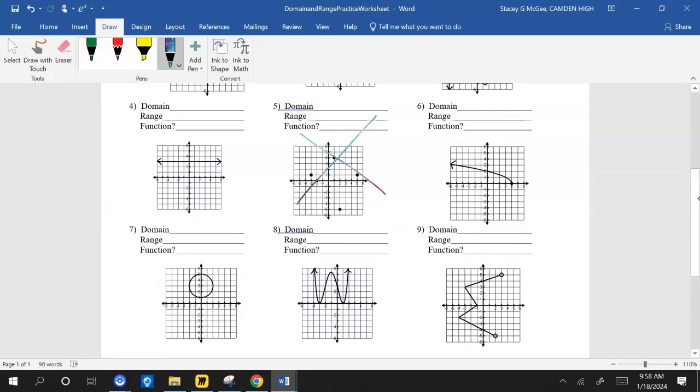Number 4. Domain, left to right. -infinity to infinity. That's it. How about the range? Just 3. The only thing y can be is 3. I would just put a singular 3 in brackets, or just put y equals 3 or something like that. It doesn't matter.